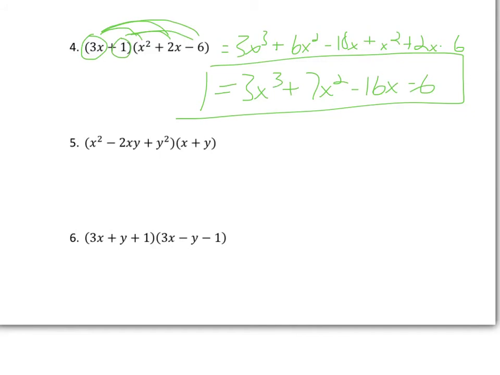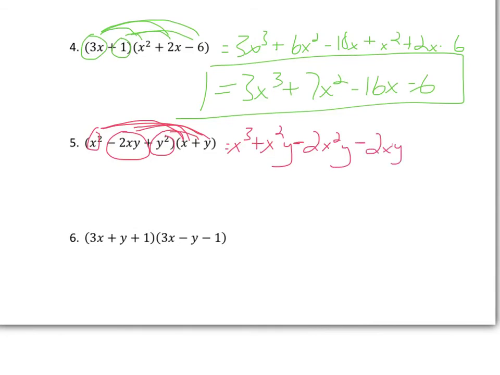All right, very similar in this example number 5. What's different in this one is we've got the trinomial first multiplied by the binomial. Once again, distribute. Take the whole negative 2xy, distribute. Take the whole y squared, distribute that. Okay? Let's work it out. X squared times x is x cubed. X squared times y is exactly that. Negative 2xy times x is negative 2x squared y. And negative 2xy times y is negative 2xy squared.